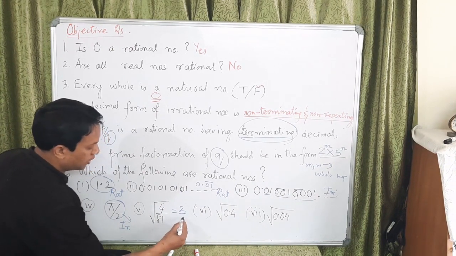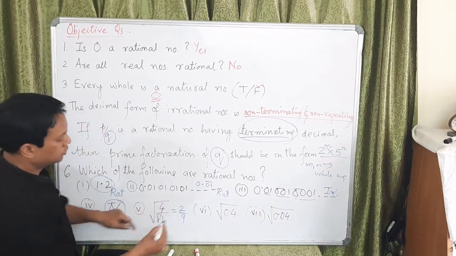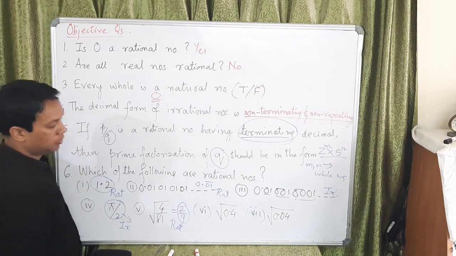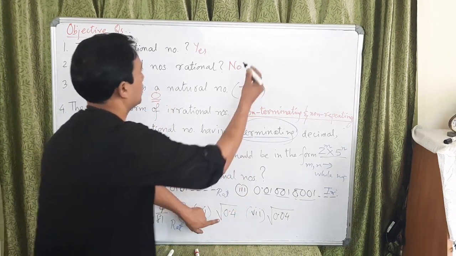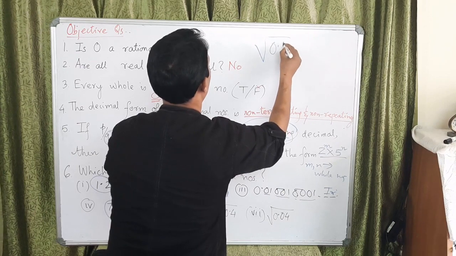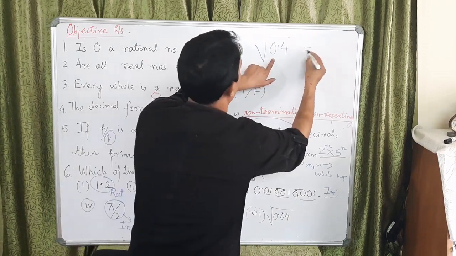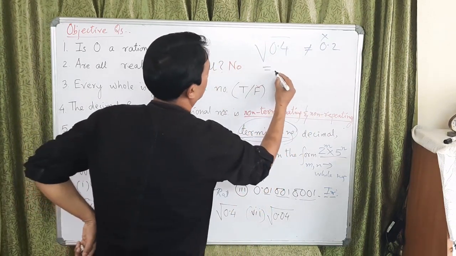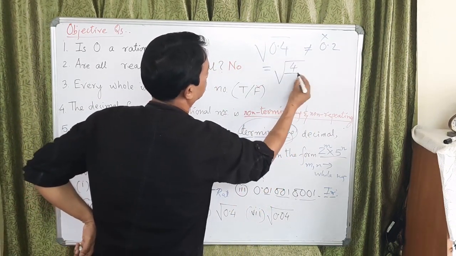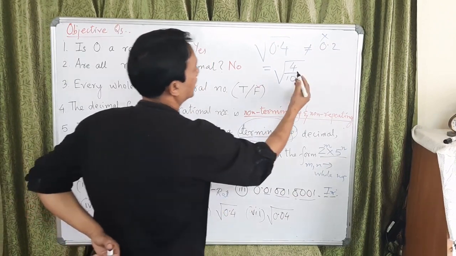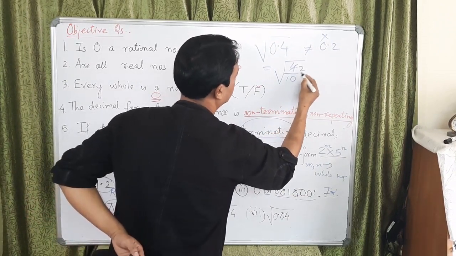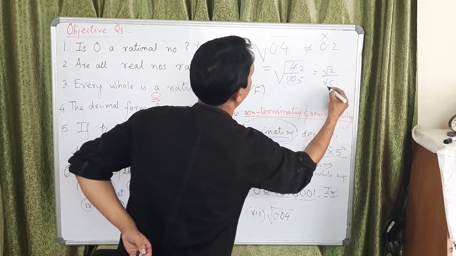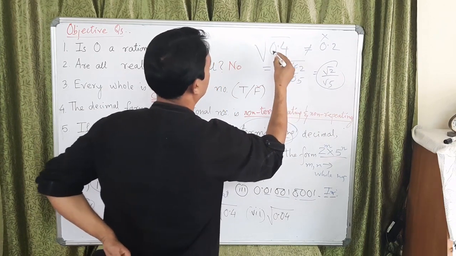Root over 81, 9 9s are 81, so it will become 9. So this is a rational number. Now if I come to this number, let me write it down right on top, root 0.4. Now if you write root 0.4 as 0.2, this will be wrong. Why? See, if you make it into a fraction, it is 4 by 10. 4 by 10, if you cancel, it will be 2 by 5. So it's root 2 by root 5. We cannot remove the root here. So this number is actually irrational.